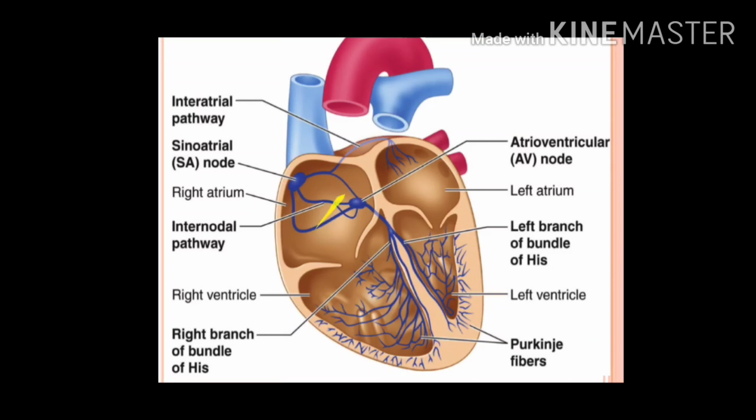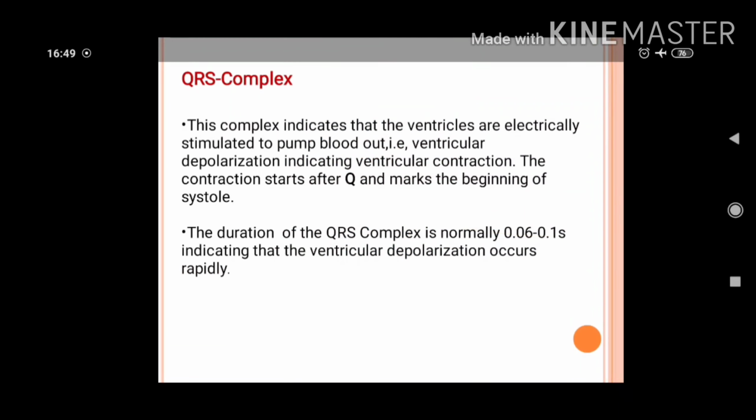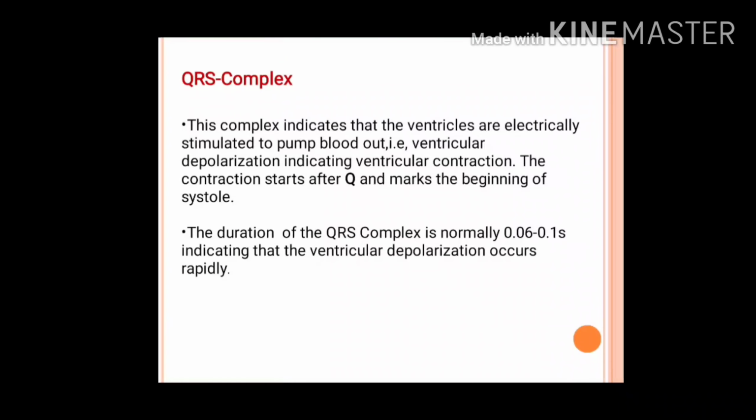So if there is any blockage here in the AV node, there will be first heart block. Next, after the P wave, we have the QRS complex. This complex indicates that the ventricles are electrically stimulated to pump blood out, that is ventricular depolarization, indicating ventricular contraction.